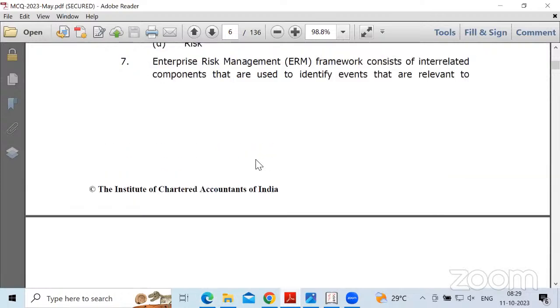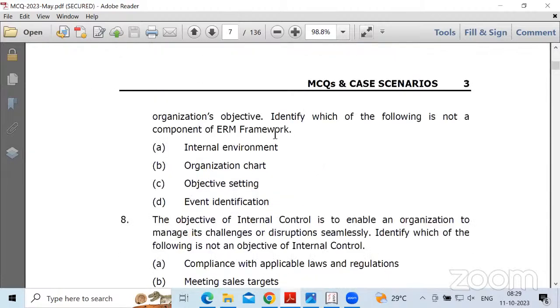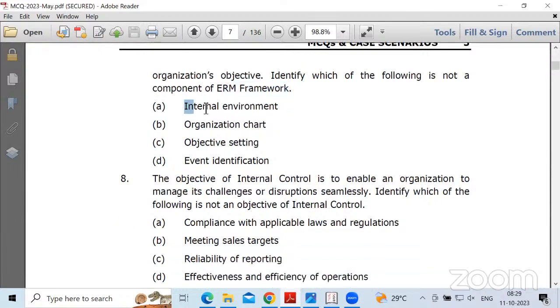Next, enterprise risk management framework consists of interrelated components that are used to identify events that are relevant to organization objectives. Identify which of the following is not a component of ERF framework. Internal environment, organizational chart, objective setting, event identification. So it does not bother about the internal environment. Organization chart is needed, objective is needed, event identification also needed, but internal environment is not at all needed.